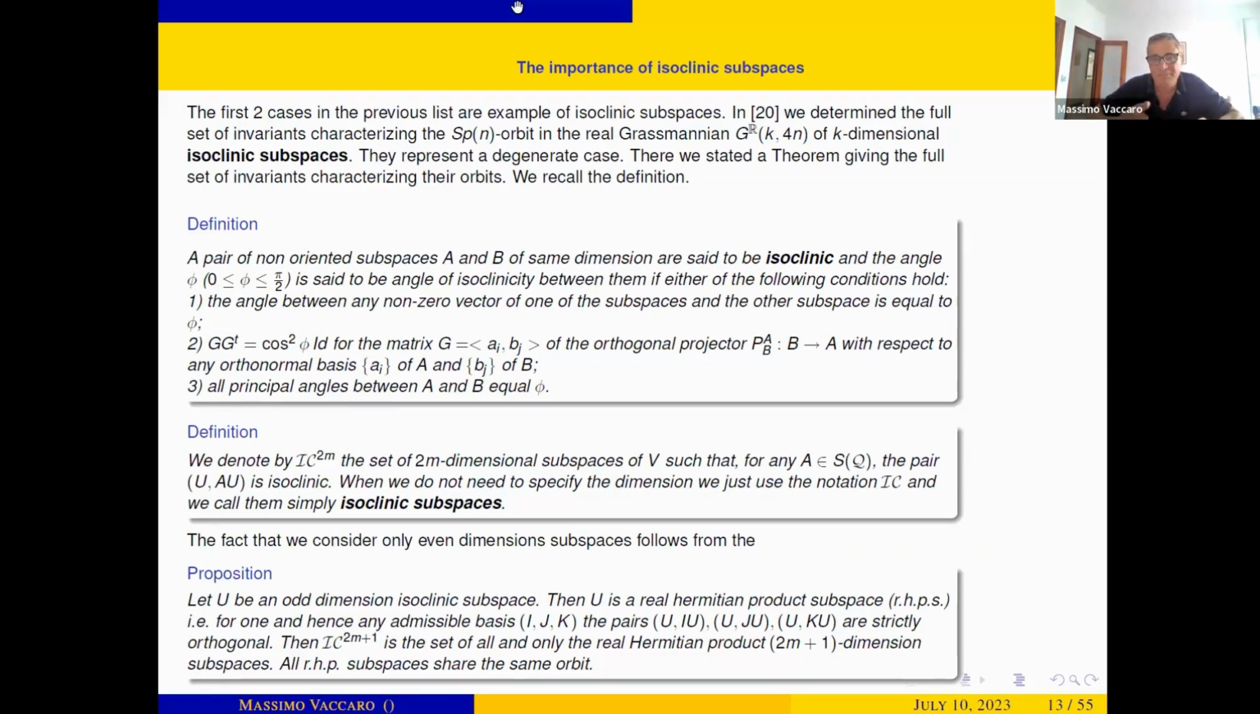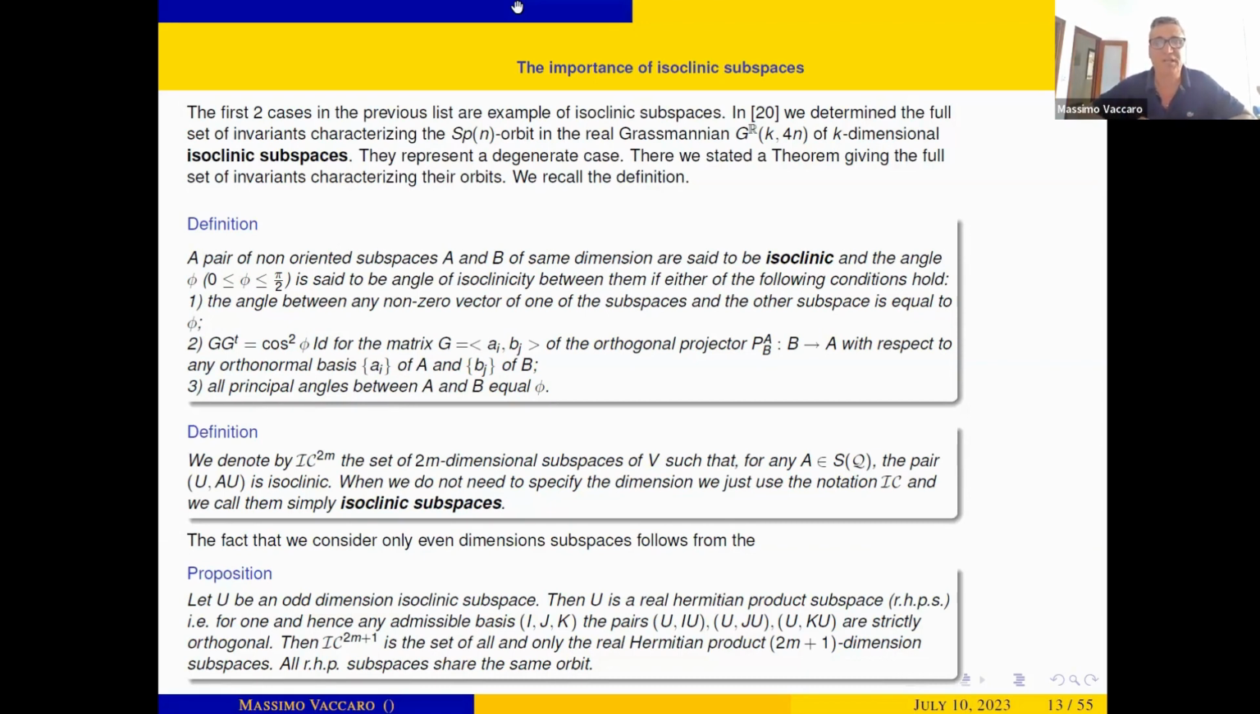But more clearly, if all principal angles between A and B are equal to phi. All principal angles. So we denote by IC_2m, IC in the sense of isoclinic, the set of 2m-dimensional subspaces of H, such that for any A in Sp(n), the pair (U, AU) is isoclinic, any pair. When we do not need to specify the dimension, we just use the notation IC, and we call them isoclinic subspaces.